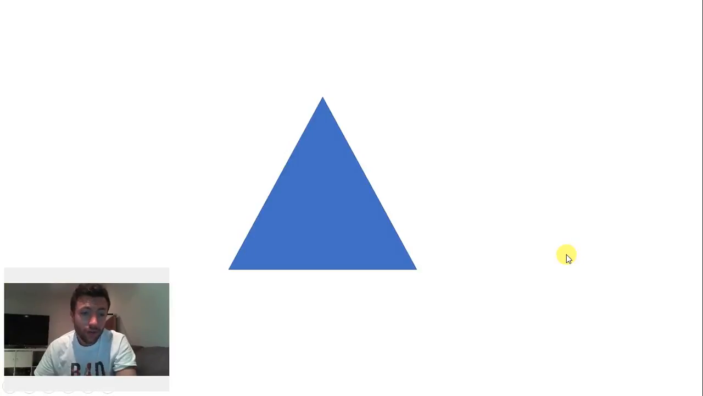Hi guys, we're going to look at area of some shapes now. So we're just going through the formulas. If you want to look at the understanding of where we get area from, go back and look at the other video. So the first one we've got here is obviously a triangle.